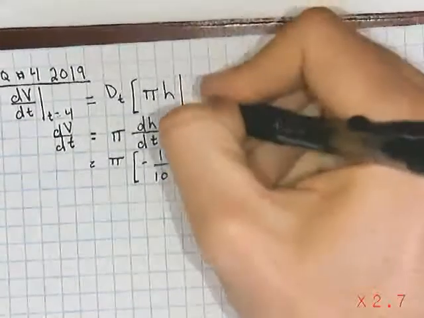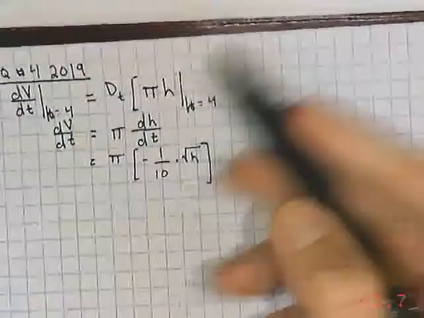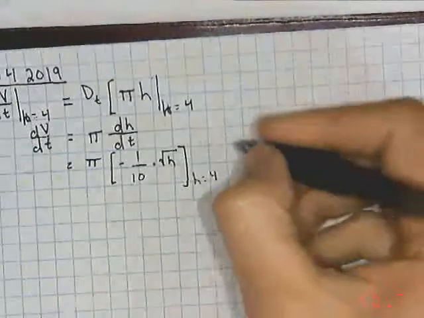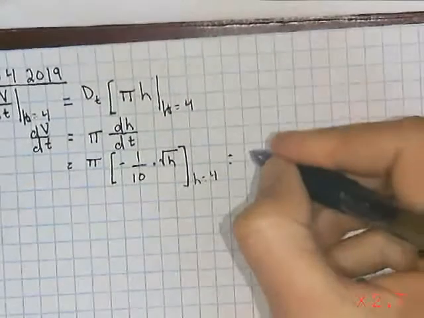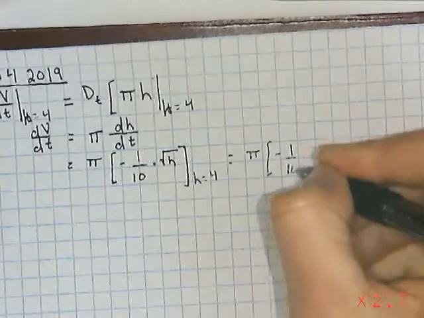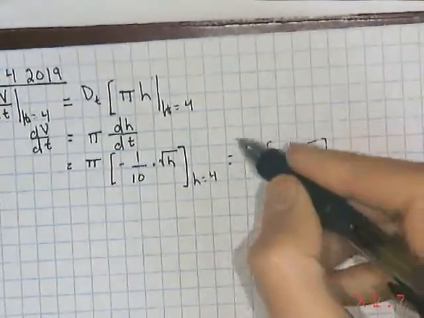I'm sorry, this should be h equals 4. This is h equals 4. Not when time is 4, but when the height is 4. When h equals 4, plug that in, we get pi times -1/10 times the square root of 4. And at this point, we can be done.